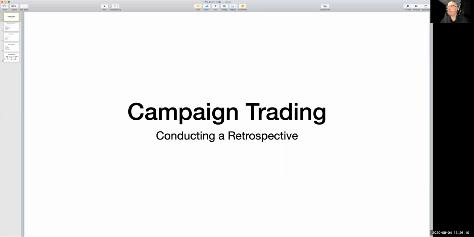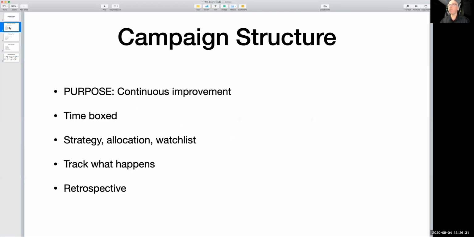All right, so campaign trading, conducting a retrospective. The retrospective, which is what I called our meeting on Saturday, and then the follow-on yesterday, is that part that actually creates the continuous improvement process. But let me just outline what campaign trading actually is. It's a campaign, and much like there are military campaigns or political campaigns, they have a time that they start and a duration where they have a conclusion.